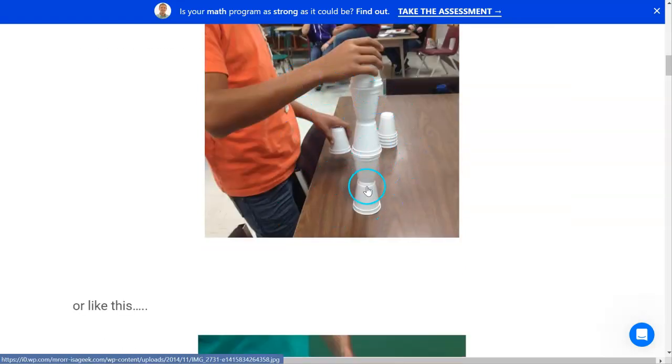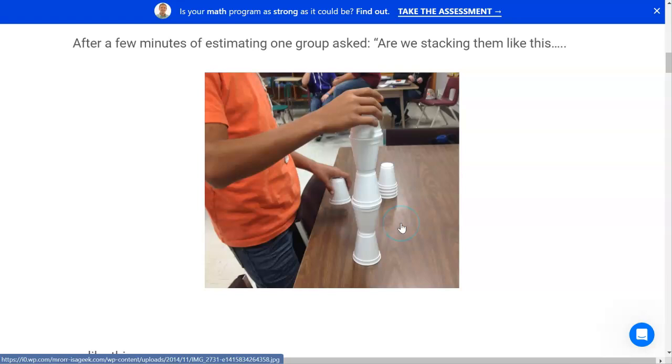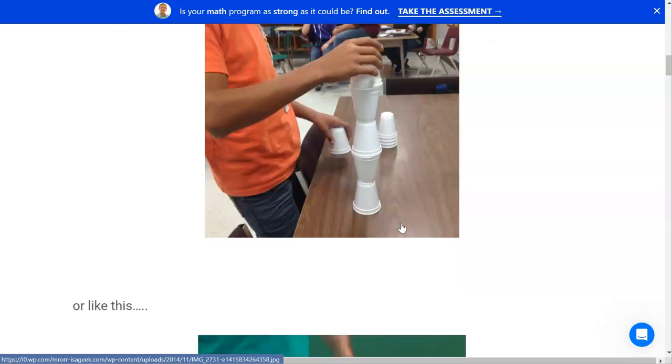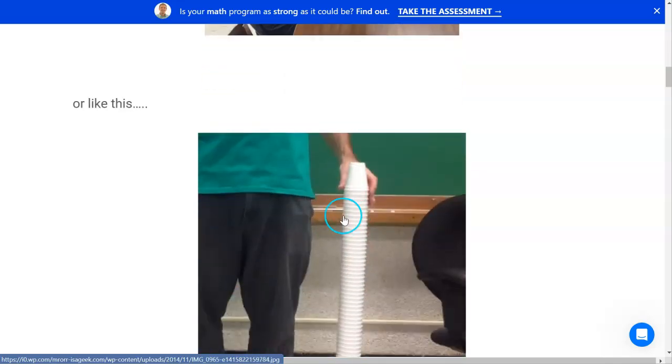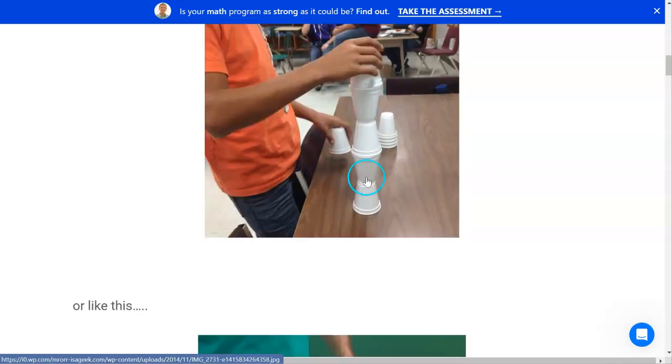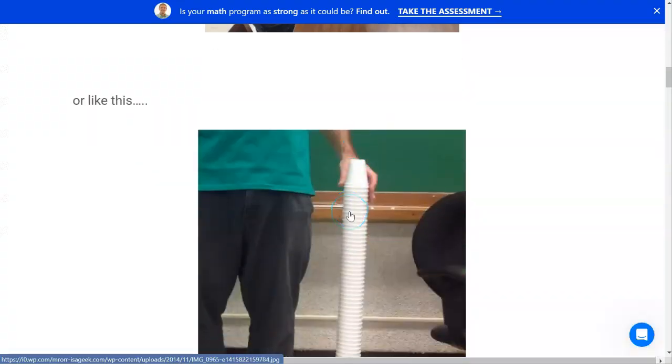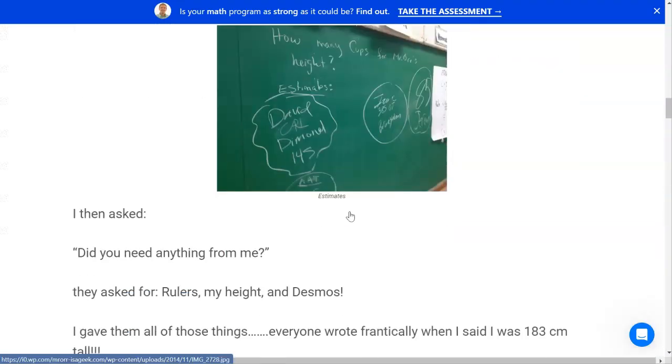Now, here's an example of how kids might stack the cups. And then you could talk about, would this change the outcome? And of course it would. Or we're going to stack them like this. So you could actually come up with two separate problems here. I thought that was pretty interesting.